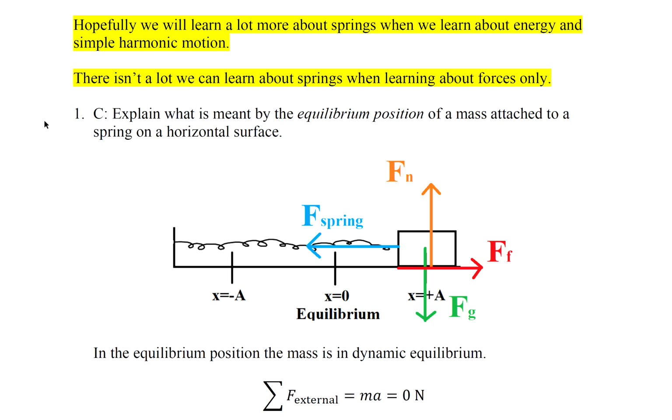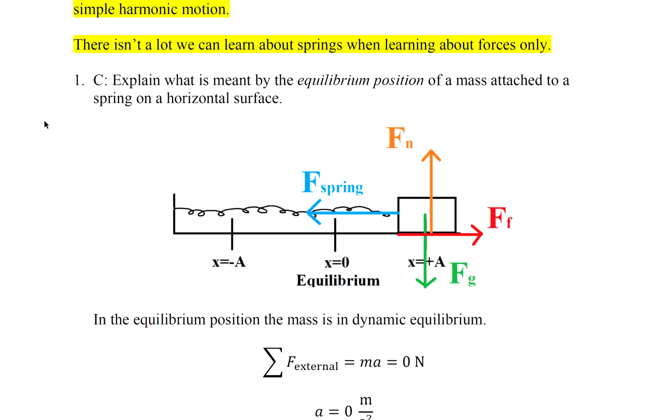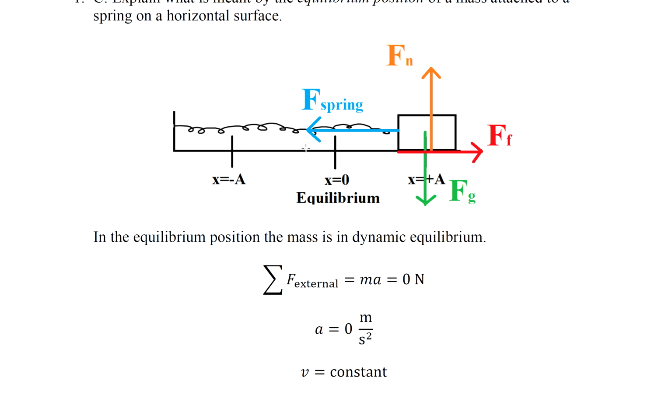Question 1. Explain what is meant by the equilibrium position of a mass attached to a spring on a horizontal surface. So imagine you have a mass attached to a horizontal spring at the equilibrium position x equals 0 when it's at rest. You stretch it to x equals a. The mass oscillates between x equals a and x equals minus a. It just goes back and forth.